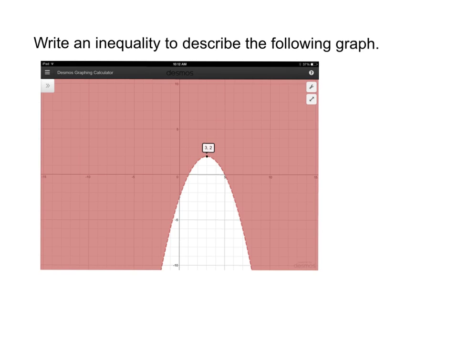The last one I have for you today: write an inequality to describe this graph.